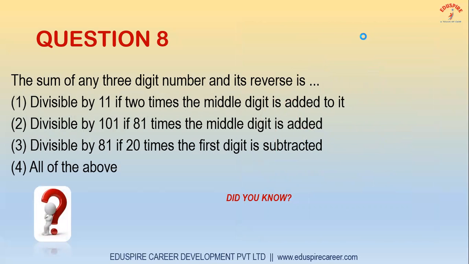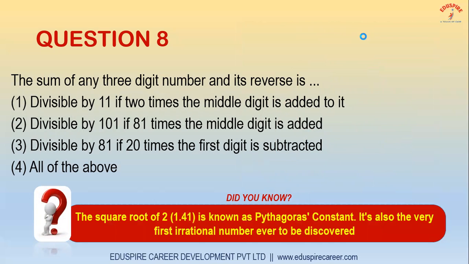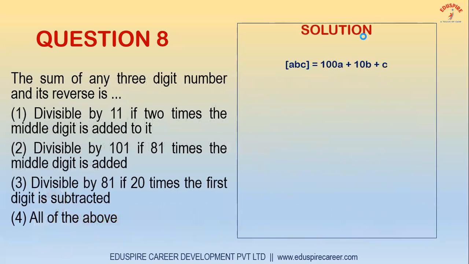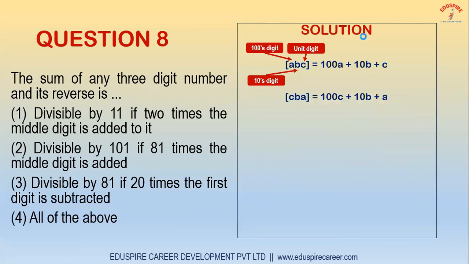So here they're talking about a 3-digit number and its reverse. Let us understand. We will check the options. We will try to verify. So I'm taking an example of a 3-digit number where C is the unit digit, B is the tens digit, and A is the hundreds digit. The value of this number will be 100A plus 10B plus C. When I reverse this number, it becomes CBA, value becomes 100C plus 10B plus A. Now, when I add these two numbers, what I get is 101 times (A plus C) plus 20B.